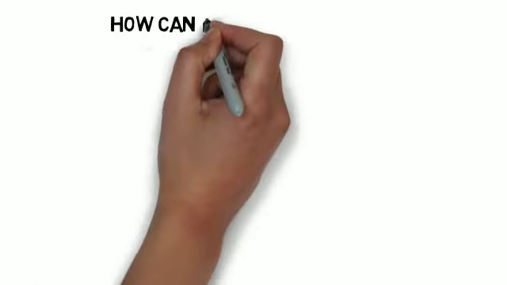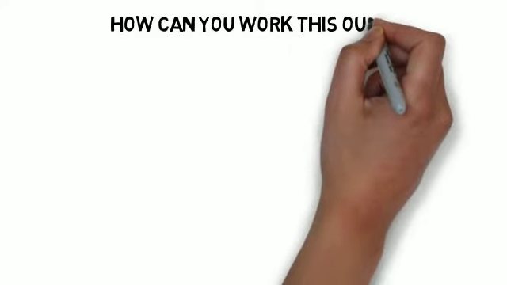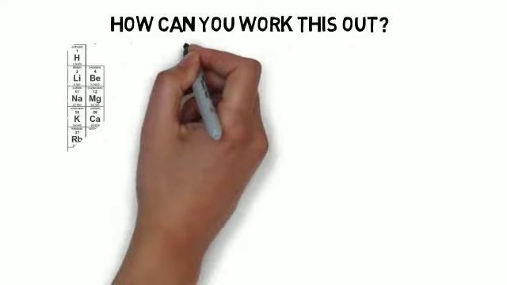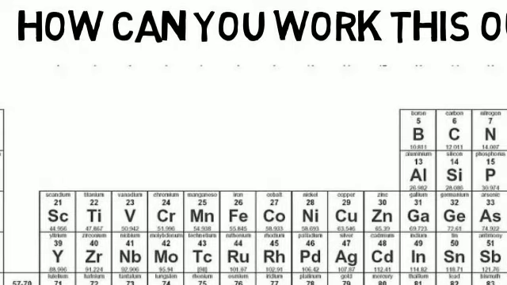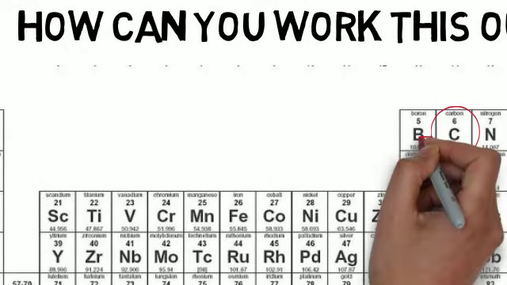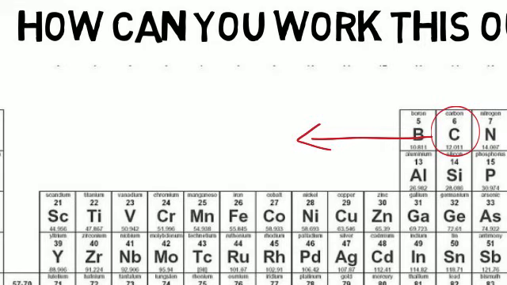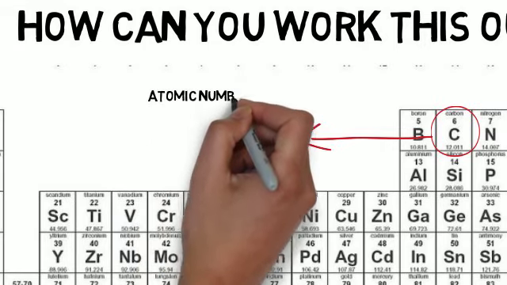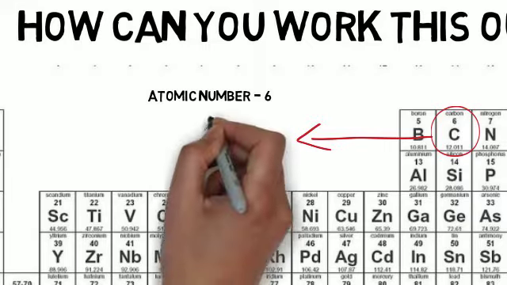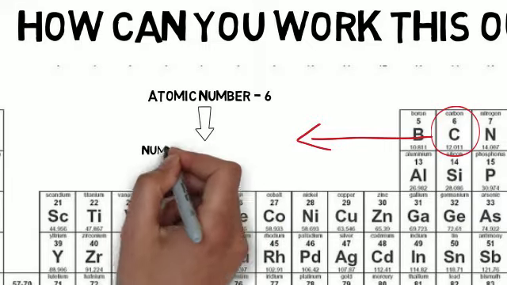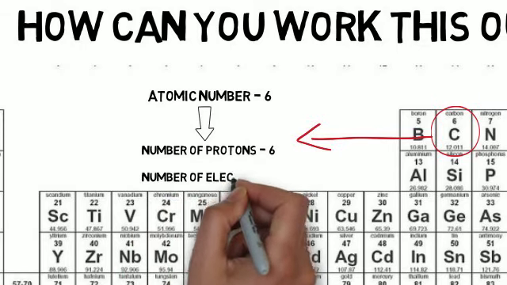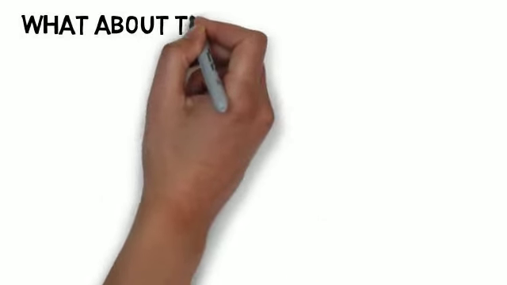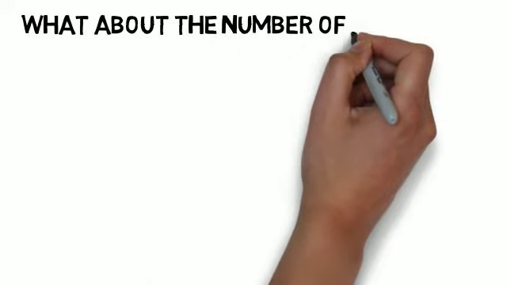Now, how can we figure out the number of protons and electrons for other atoms? Well, in order for us to do that, we should probably head to the periodic table. And so as we see here, it is structured by increasing atomic number. So if we have a look at carbon, we see that the atomic number of carbon is equal to 6. And from what we've just seen, that is also the exact same number of protons and electrons. So if we know the atomic number of our atom from the periodic table, we can work out its number of protons and electrons. Now you're probably thinking, but what about the number of neutrons?